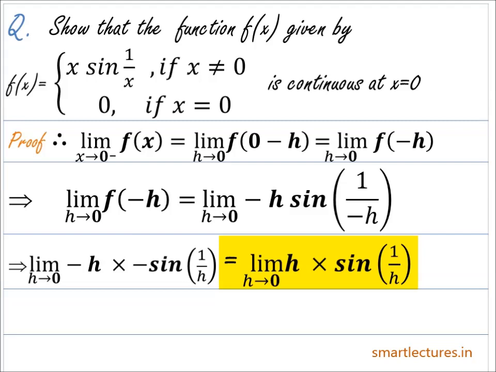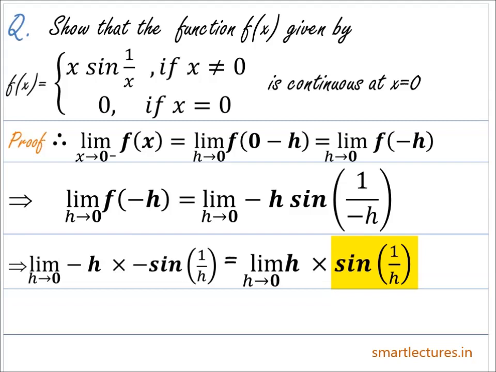So here we have to find the limit of a function which is the product of two quantities, the first is h and the other is sine of 1 upon h. And you know it very well that sine of any angle is always between minus 1 and 1, as its minimum value is minus 1 and its maximum value is 1.